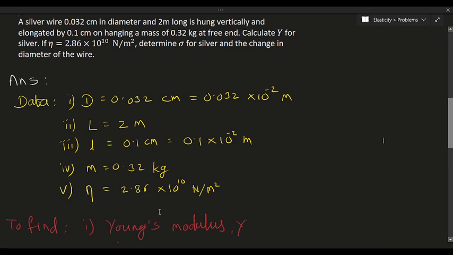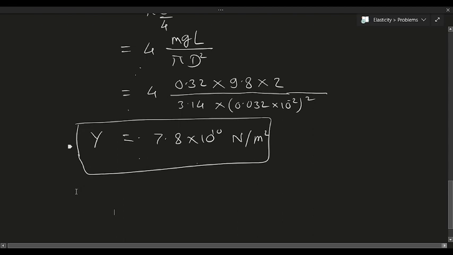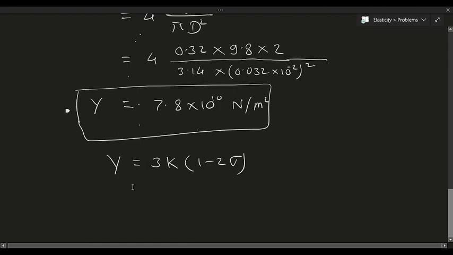Now we calculate Poisson's ratio, sigma. We can calculate it from Young's modulus and shear modulus using the relationship Y equal to 3K into 1 minus 2 sigma, the same relationship that we used in the previous problem. Again, we can write this equation as sigma equal to half minus Y upon 6K.